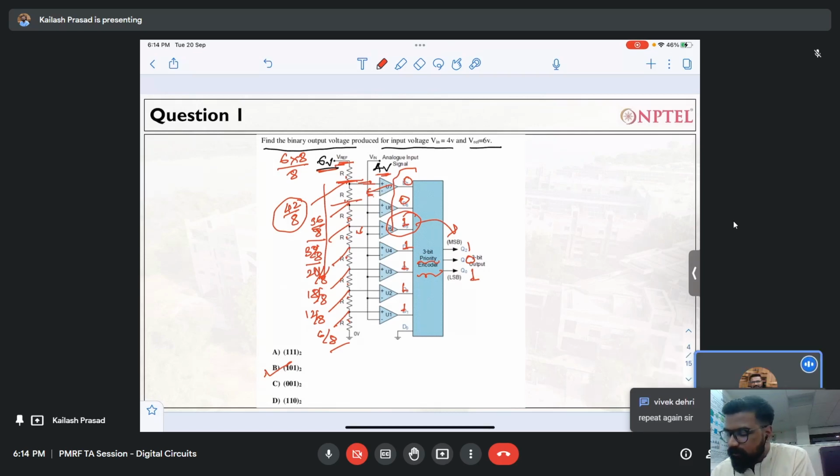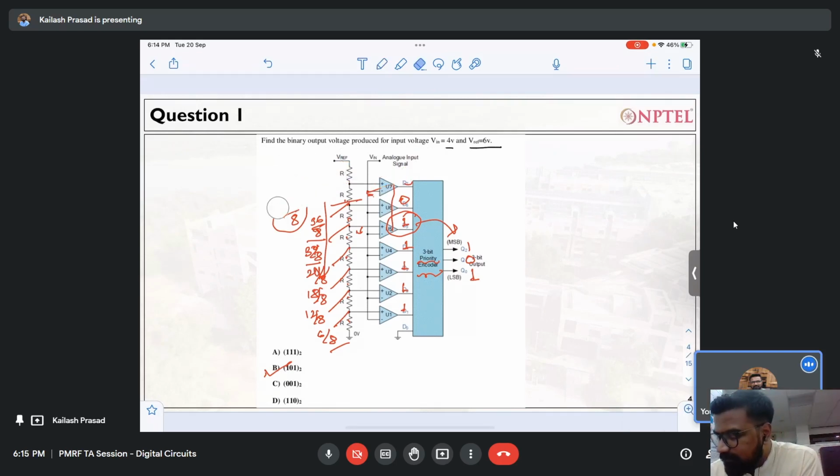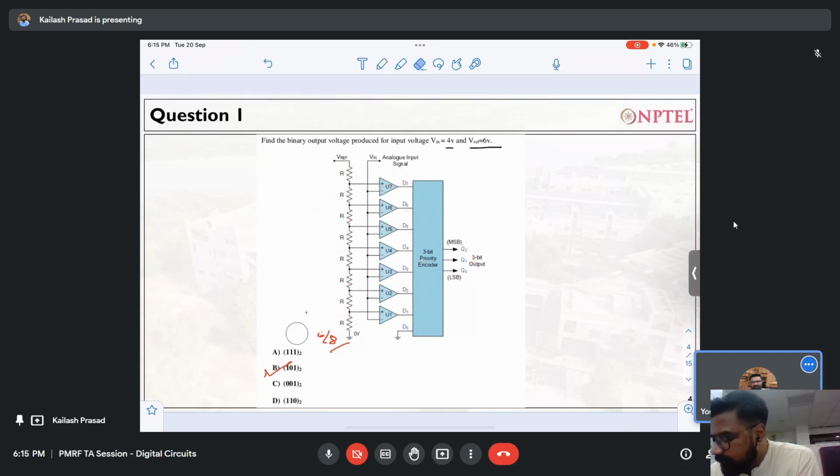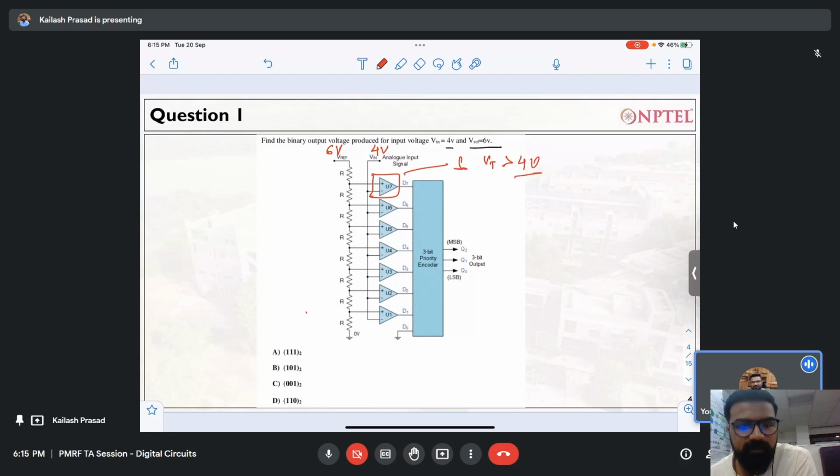Okay, so let me quickly repeat everything for you, and then I will discuss the priority encoder also. See, the voltage over here is 6 volt. The voltage over here is 4 volt. This comparator will give output 1 if whatever voltage is on the V plus is greater than 4 volt. Only then it will give output 1, and in every other case it will give 0, right? That is the simple case.